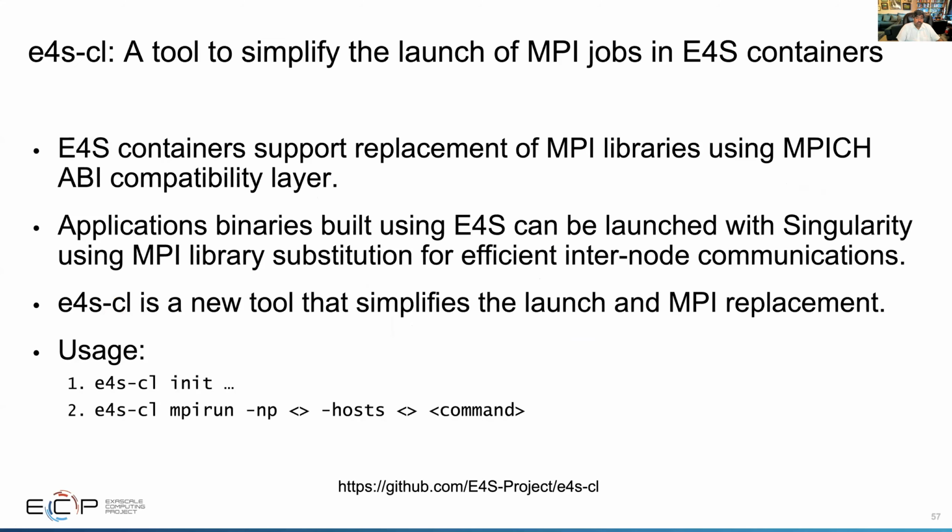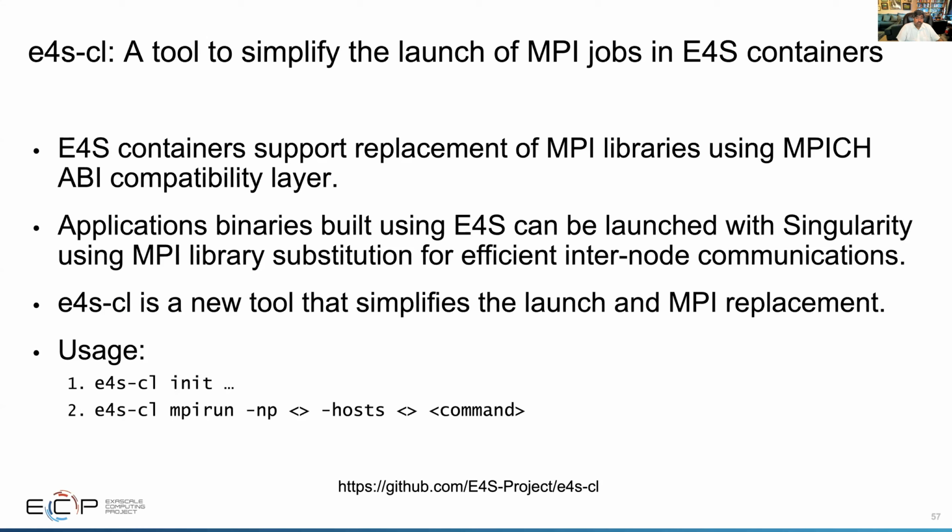Finally, I would like to mention this tool called E4S CL, which is a tool to simplify the launch of MPI jobs in E4S containers. And we have the support to replace an MPI library using the MPICH ABI compatibility layer. Now, if you try to do this yourself to replace the MPI, you'll have to parse a large number of files. In some cases, you may actually have to run the code, then see the output of that code to see which directories were accessed, which files were read at runtime to get that full list.